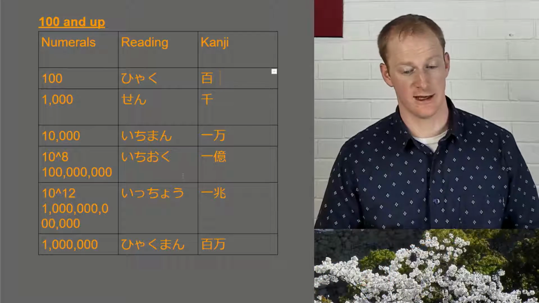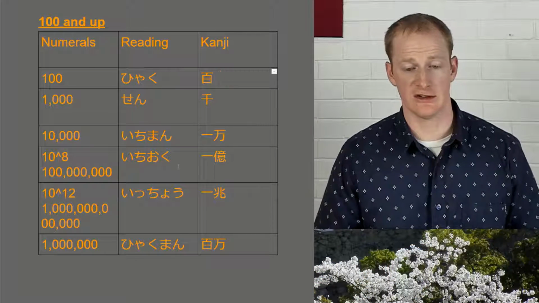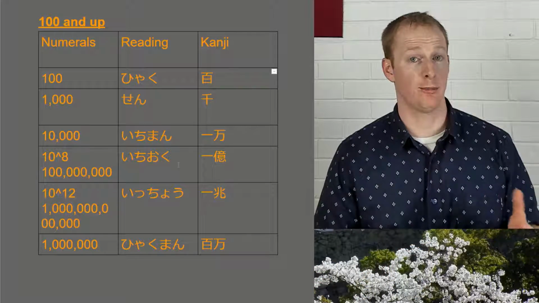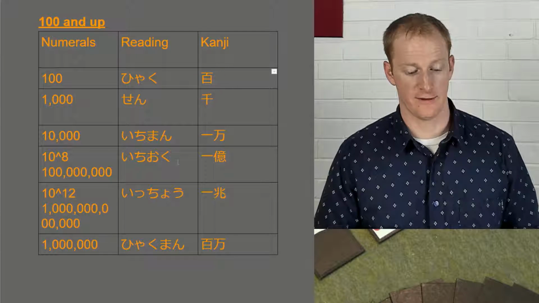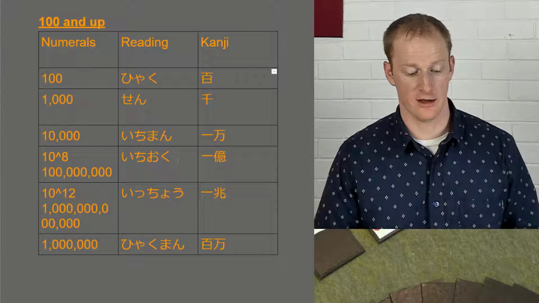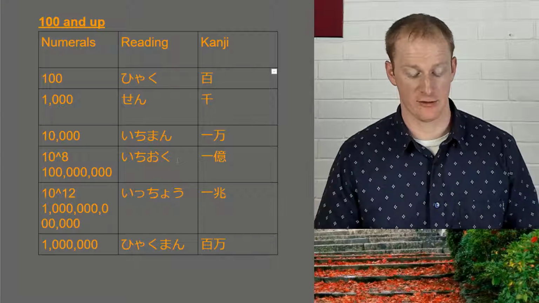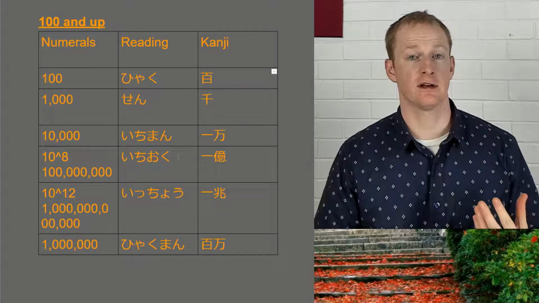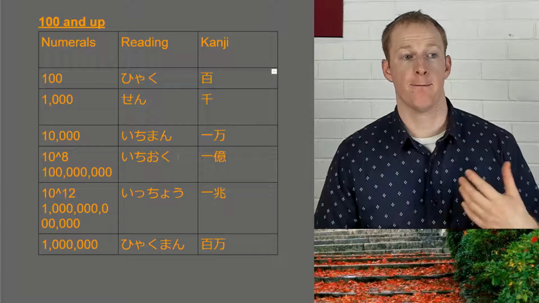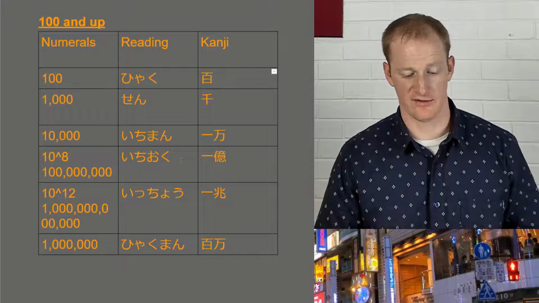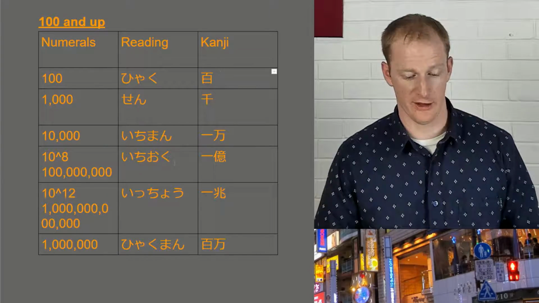Now this is quite a big number. The only time you really need to know this is when you're talking about populations of really big countries like America or Japan, for example. But generally, you're going to hear this talking about money in terms of GDP and stuff like that. So it doesn't really come up all that often.